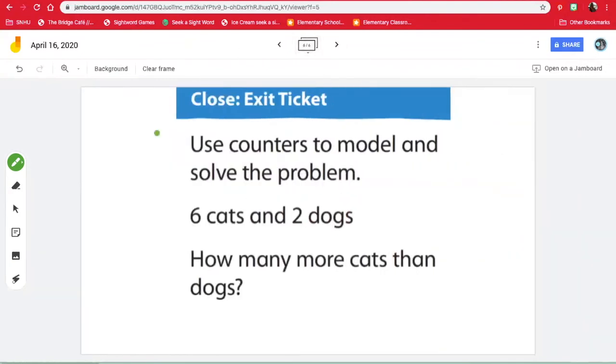Here's our last problem for today. It says, use counters to model and solve the problem. I don't have counters, so I'm just going to draw a picture. It says 6 cats and 2 dogs. How many more cats than dogs? So let's get our highlighter and highlight the important information. What's the problem about? Cats and dogs. How many cats? 6. How many dogs? 2. And they want to know how many more cats than dogs.